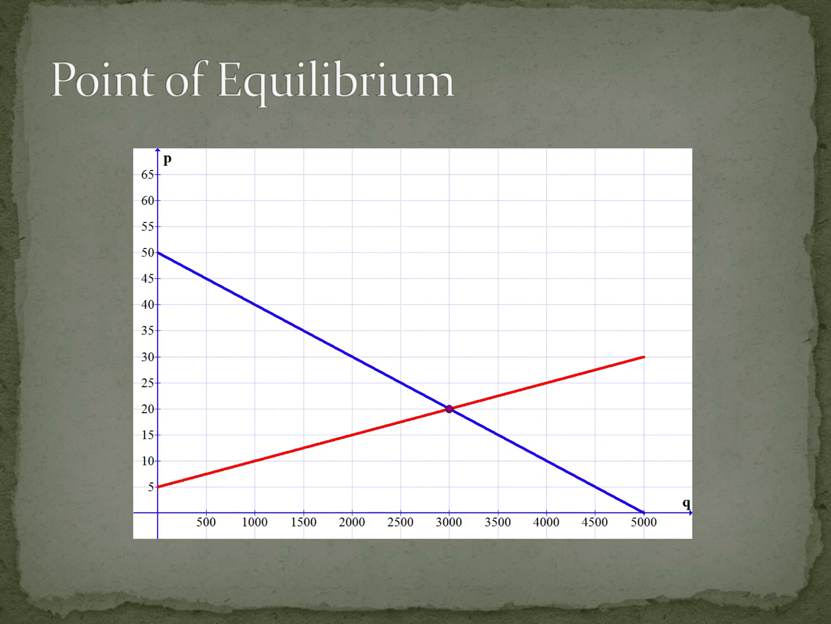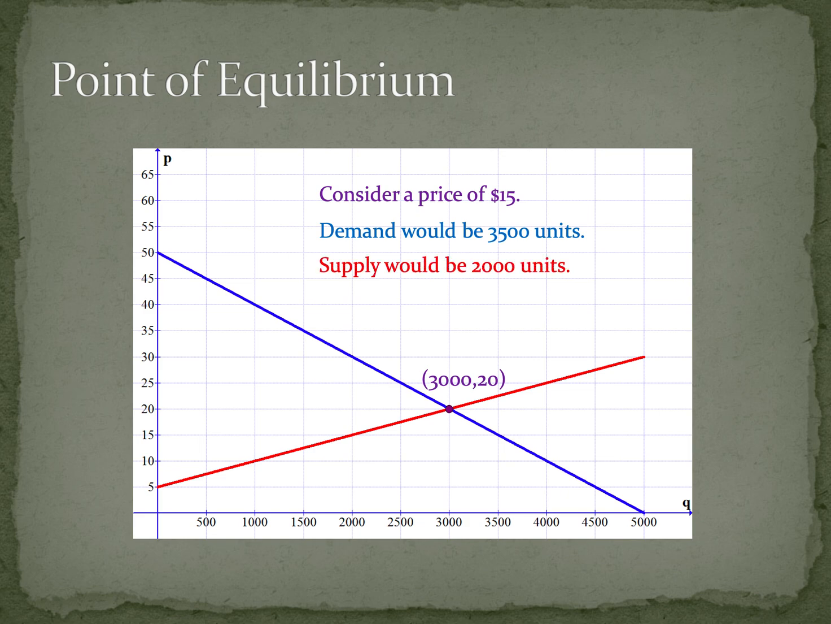Consider the other possibility. What happens if we want to lower the price artificially? So consider a price of $15. At a price of $15, the demand would increase to a total of 3,500 units. The supply would decrease to 2,000 units. So here we have a difference of 1,500 units. This represents a shortage of 1,500 units.